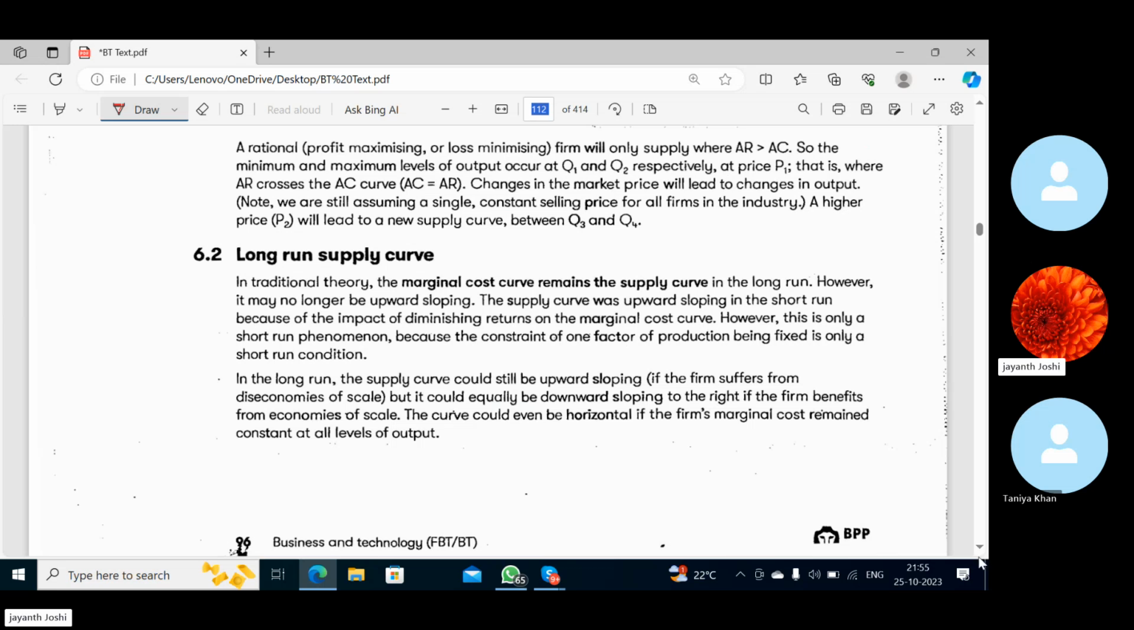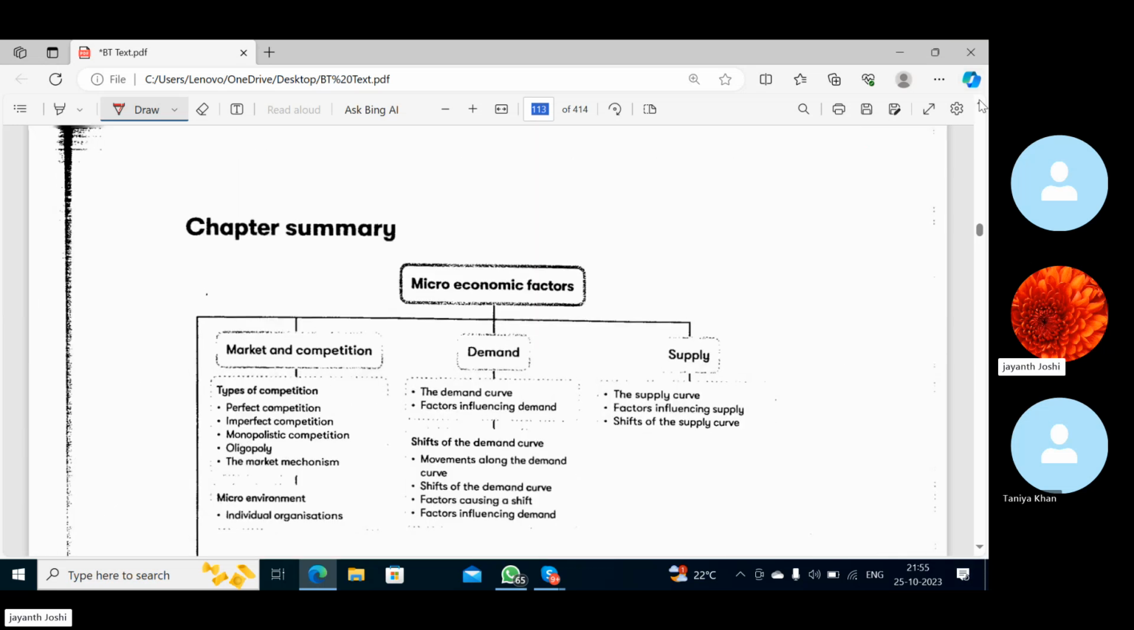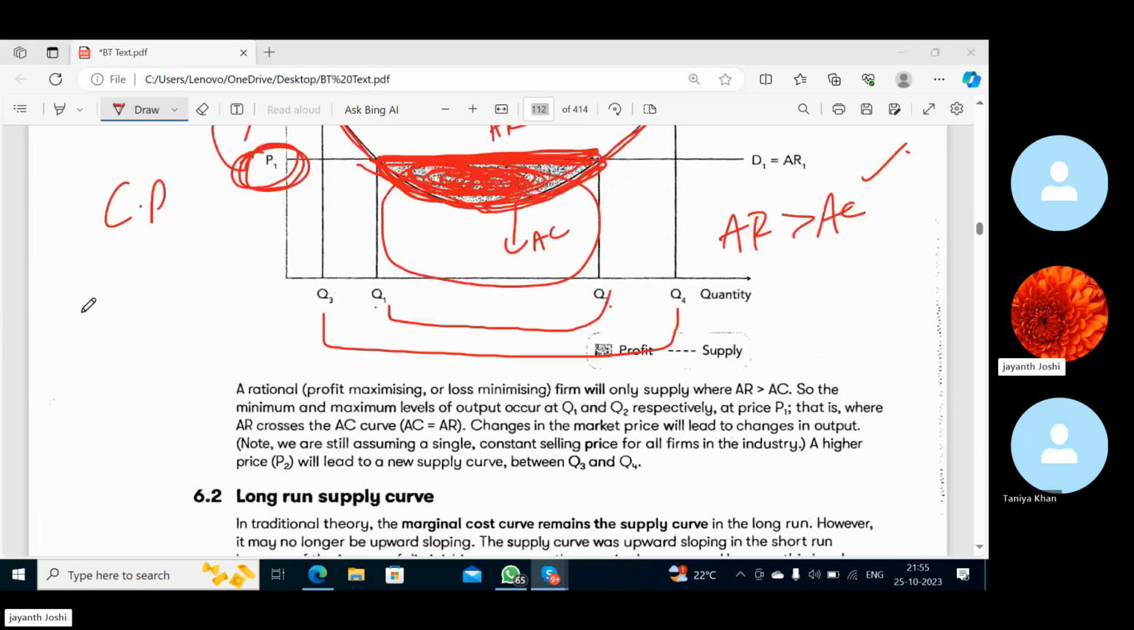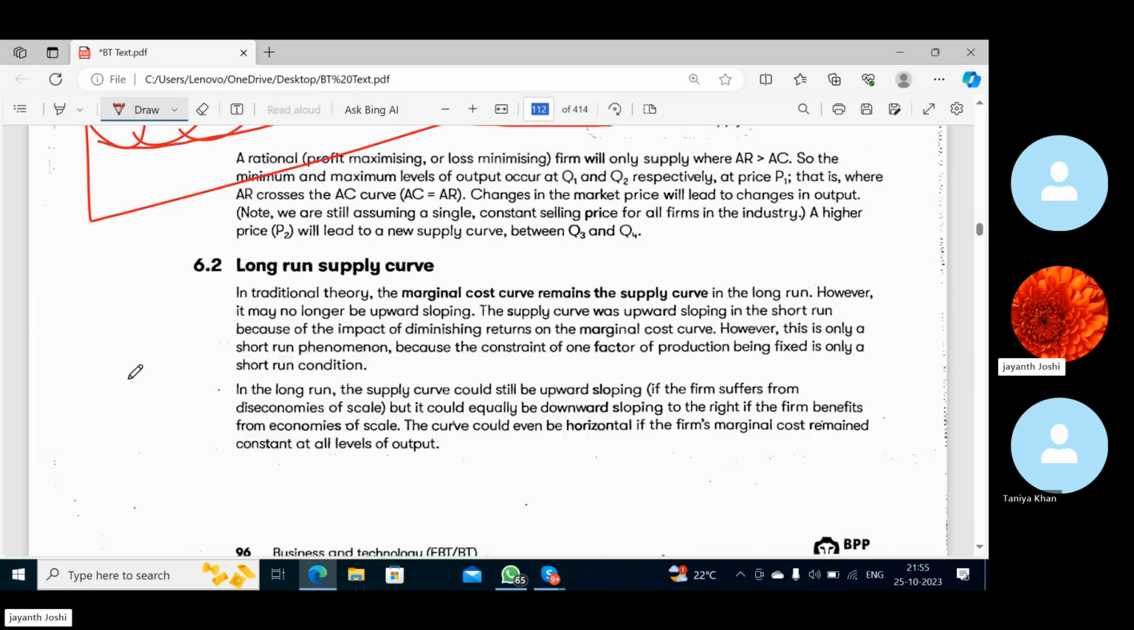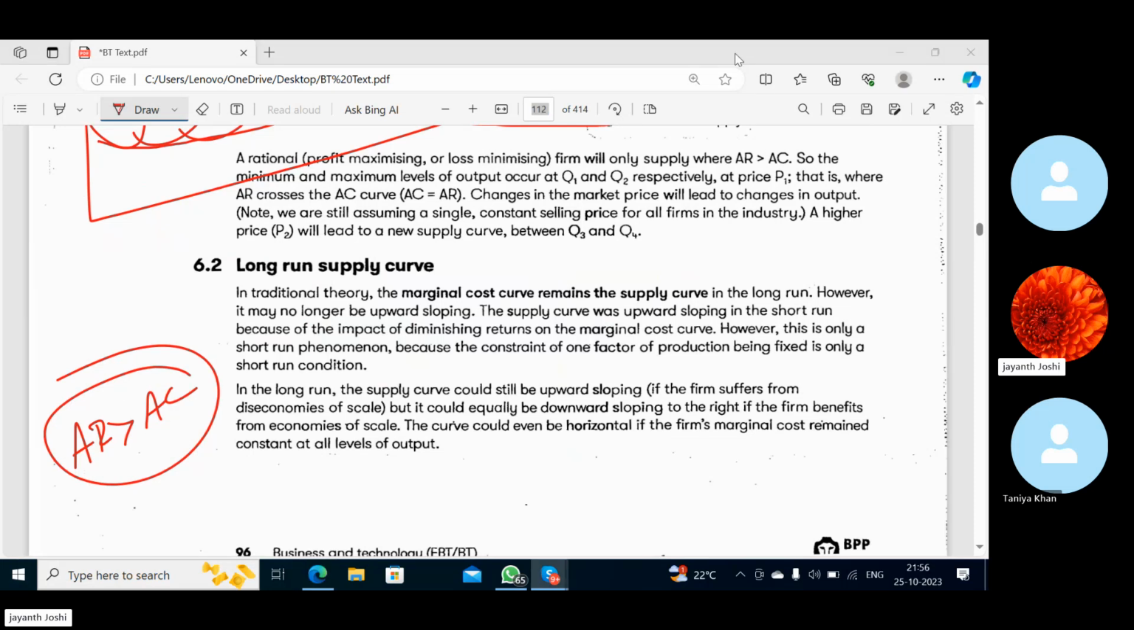And all these short run curves will lead to the long run. See, this is the short term diagram, right? So the long run will be this way only: one curve, again one curve, again one curve. If you club all this, it is the long run curve, right? So everyone would like to supply if AR is more than AC, either in the long run or short run. Due to diseconomies of scale only, the firm will incur losses. Diseconomies of scale is nothing but not proper utilization of resources, or using outdated technology to make the goods, or management not being efficient in all those cases.